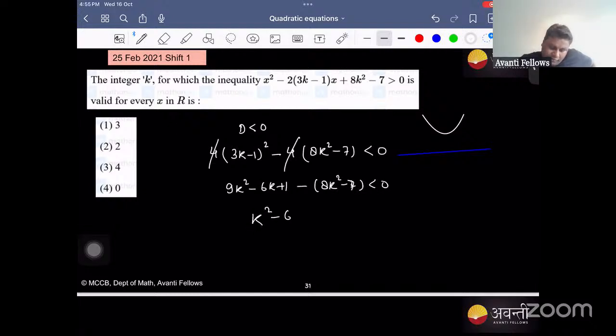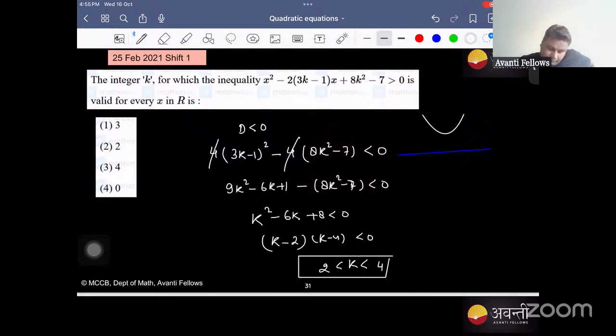So it gives k square minus 6k plus 8 less than 0. So it will be k minus 2 into k minus 4 less than 0. So k lies between 2 to 4. So between 2 to 4 is valid for every x. There is only one integer existing, the integer k. Okay, k they are asking, so that is 3. Between 2 to 4, one integer, that is k equals 3. Am I correct? So this is simple.